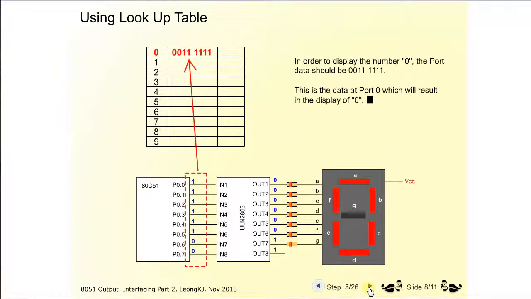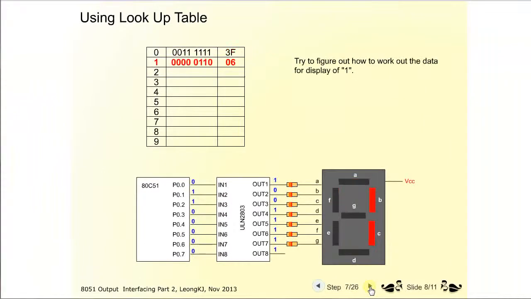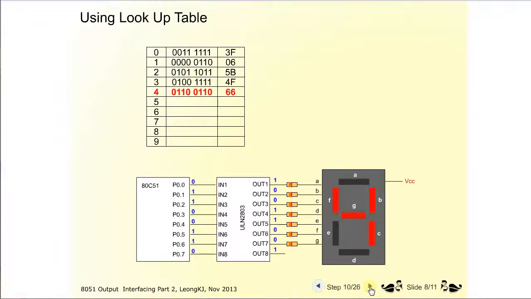The port data should be 0011 1111. This binary value in hex is 3F. Try to figure out the data for displaying 1. Port data 5B will display 2. 4F is for 3. 66 for 4. And so on.